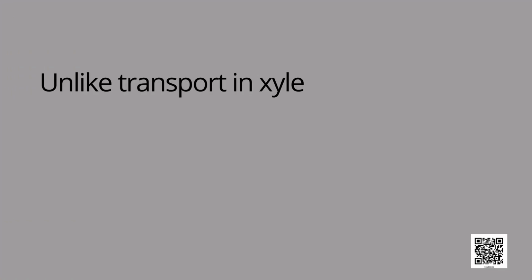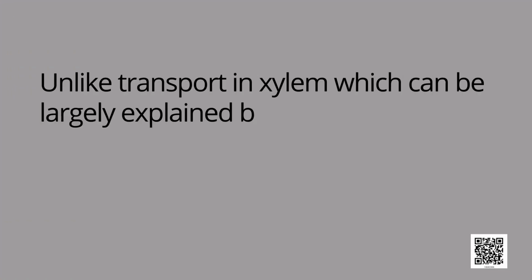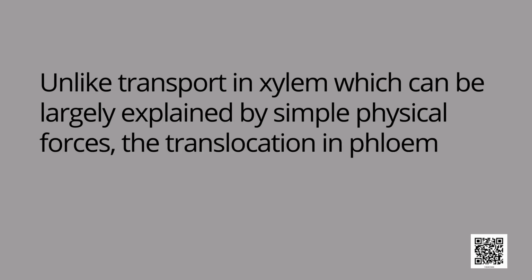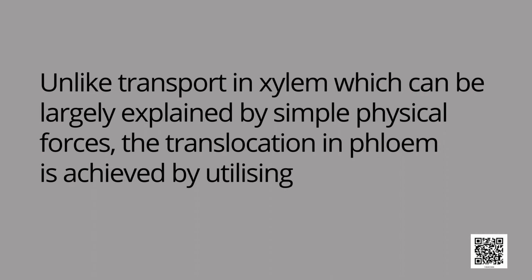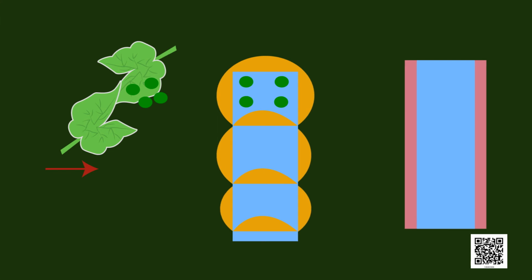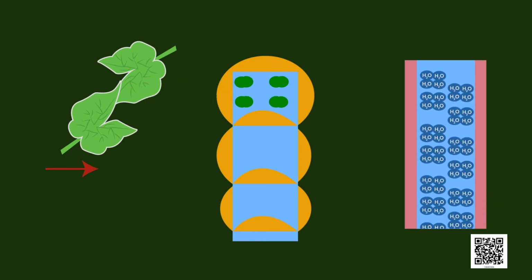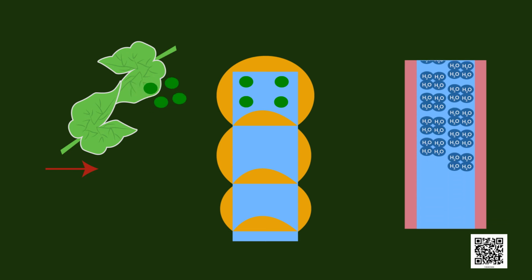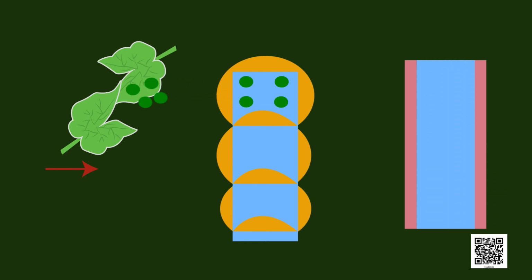Unlike transport in xylem, which can be largely explained by simple physical forces, the translocation in phloem is achieved by utilizing energy. Material like sucrose is transferred into phloem tissue using energy from ATP. This increases the osmotic pressure of the tissue, causing water to move into it. This pressure moves the material in the phloem to tissues which have less pressure.